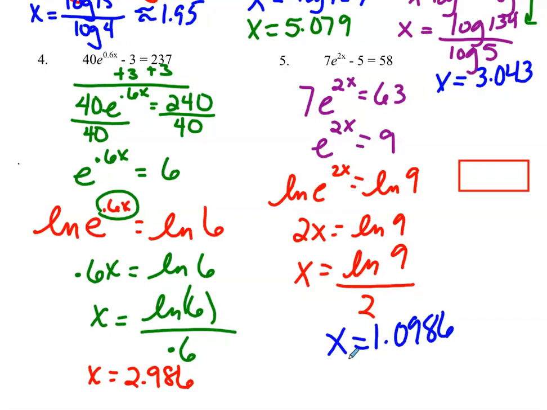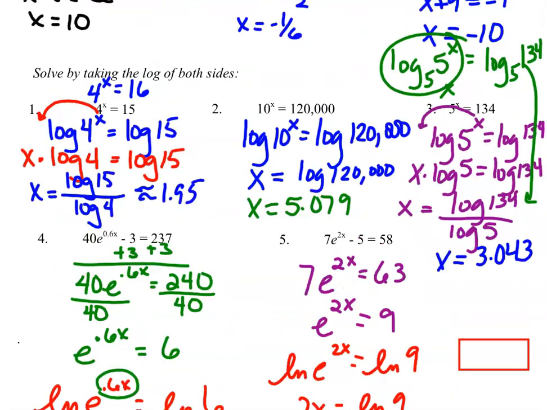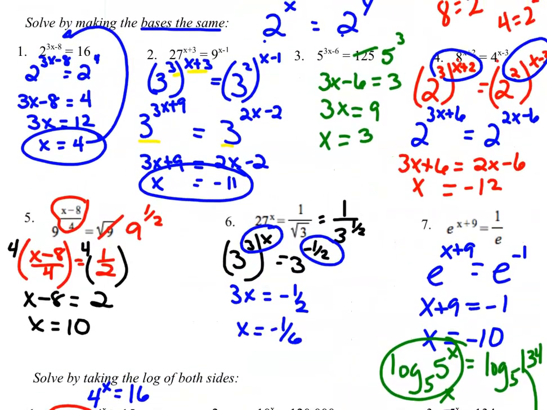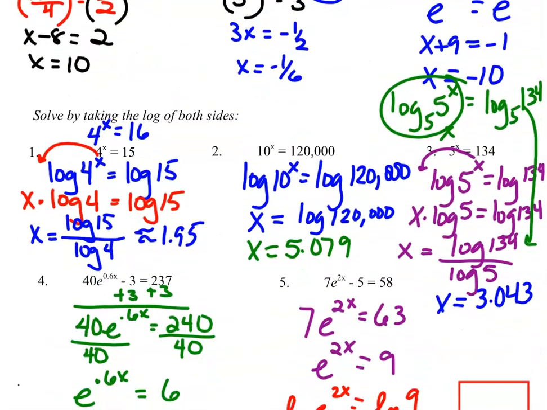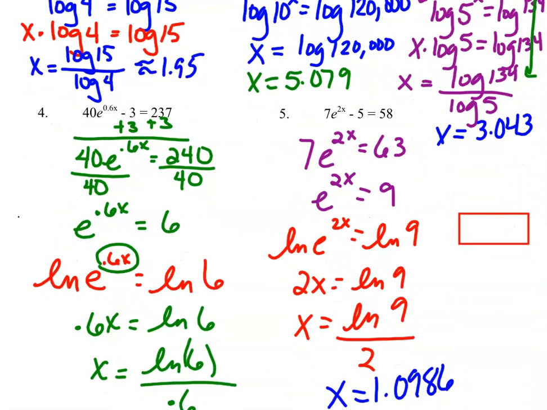All right, so once again, you're going to do 2 types of questions. The first type was where we got a common base on both sides. The second type is where we had to use logs. We took the log of both sides to help us solve for that exponent.